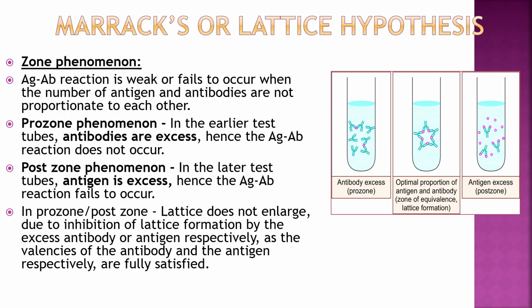Post-zone phenomenon: in the later test tubes, antigen is in excess. Hence, the antigen antibody reaction fails to occur. So post-zone is the antigen excess. So in prozone or post-zone, the lattice does not enlarge due to inhibition of lattice formation by excess antibody or antigen respectively, as the valencies of the antigen and antibody respectively are fully satisfied. So in the zone of equivalence, there is the optimal proportion of antigen and antibody. So there is the lattice formation.